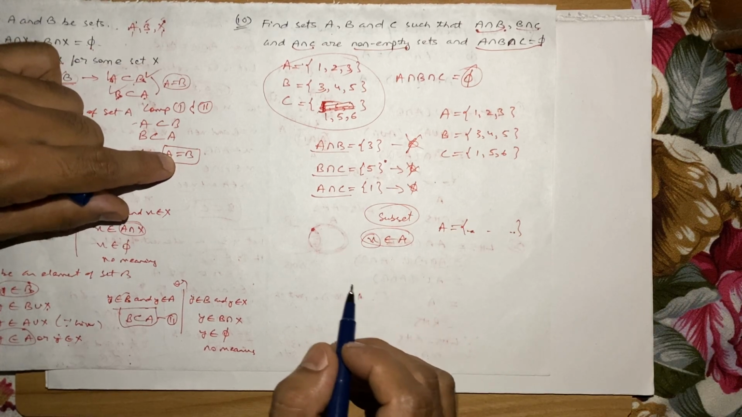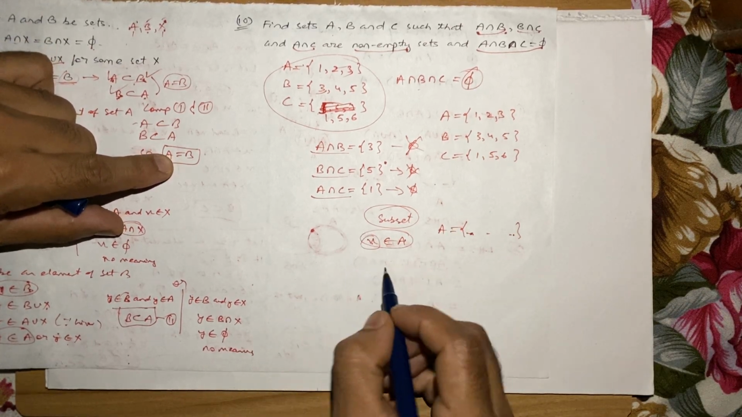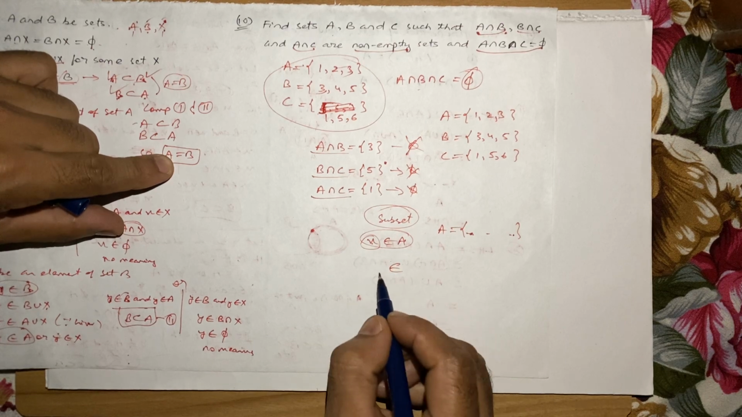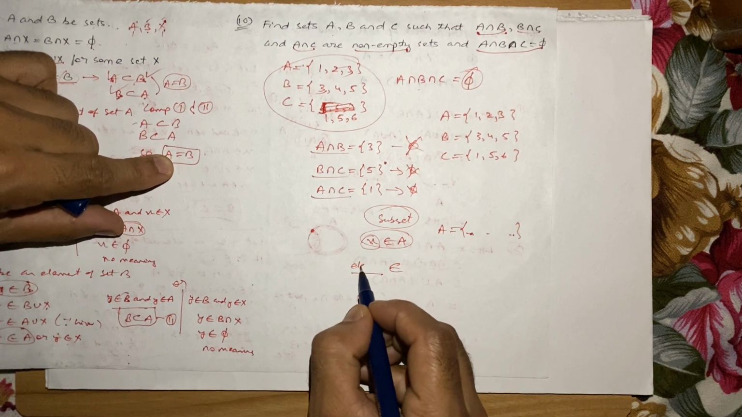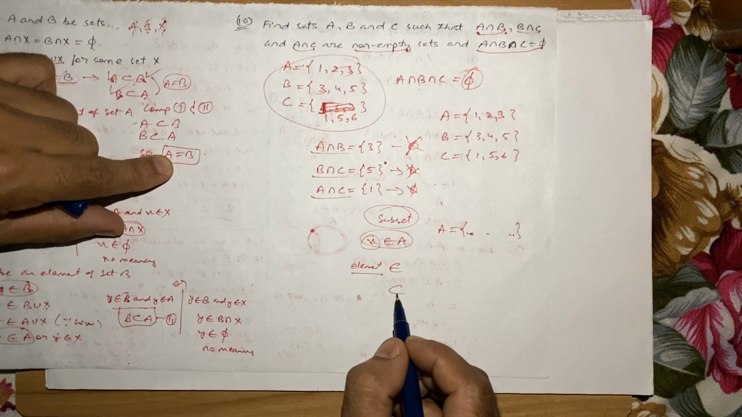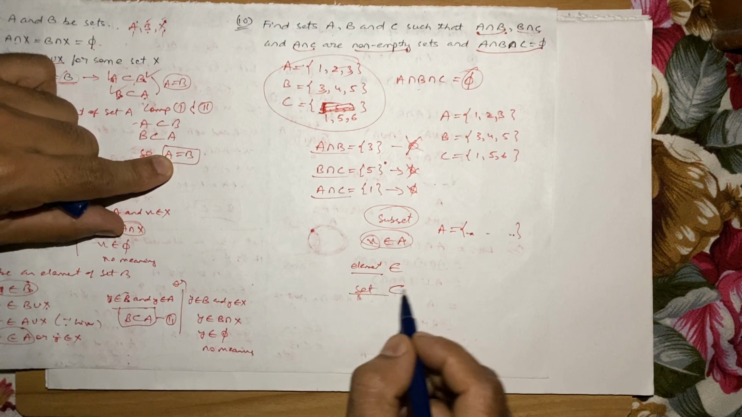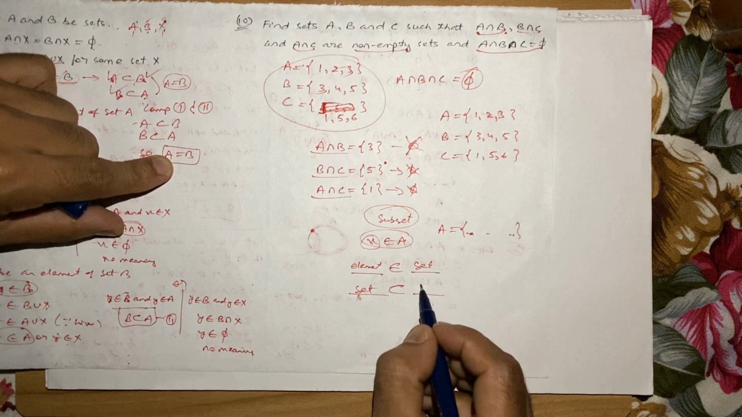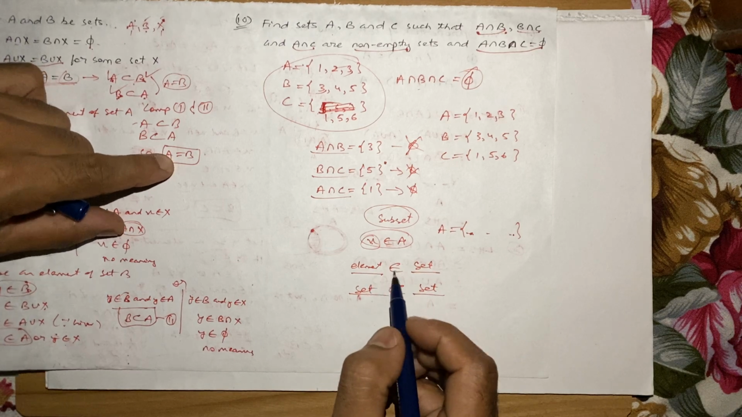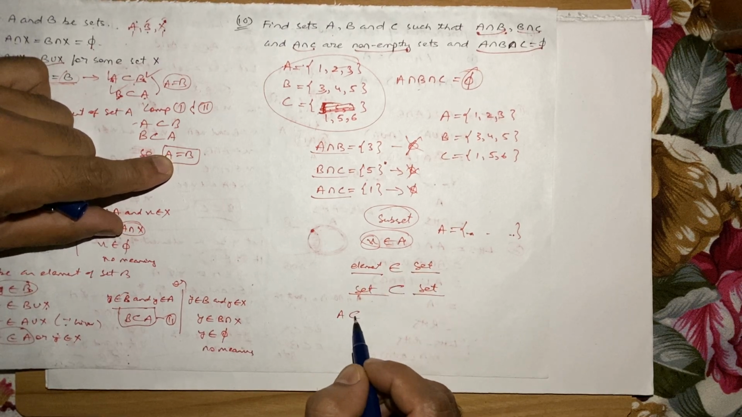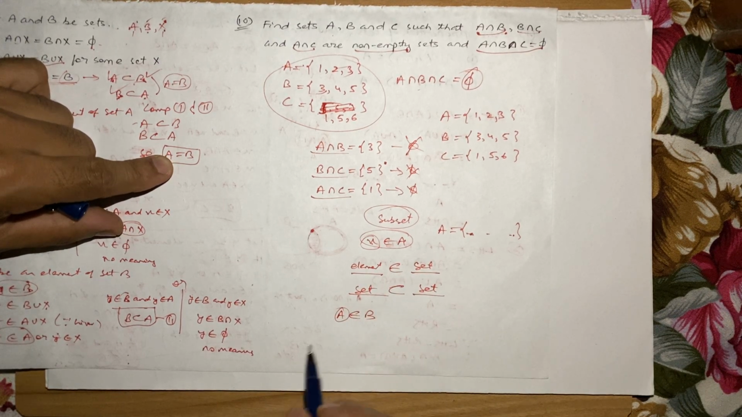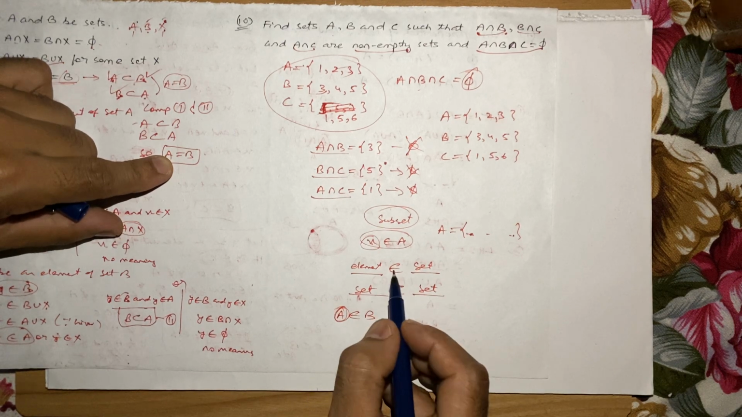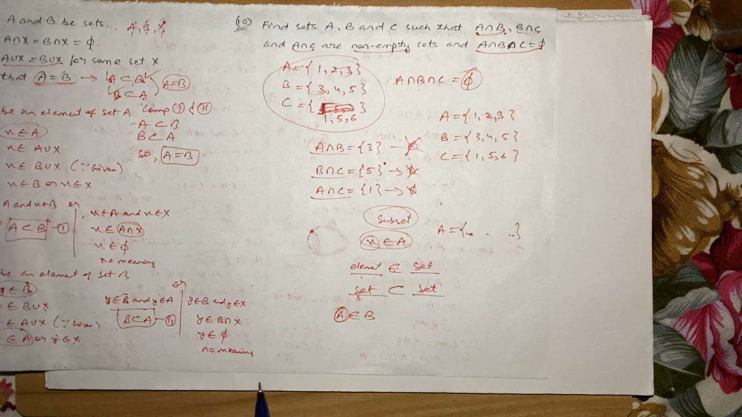And I've told you one important thing, that to the left side of epsilon there will always be an element, and to the left side of subset there will always be a set, and to the right side also there is a set. So whenever it says A belongs to B, then A is a set, but A will be treated as an element, because to the left side of epsilon there is always an element.